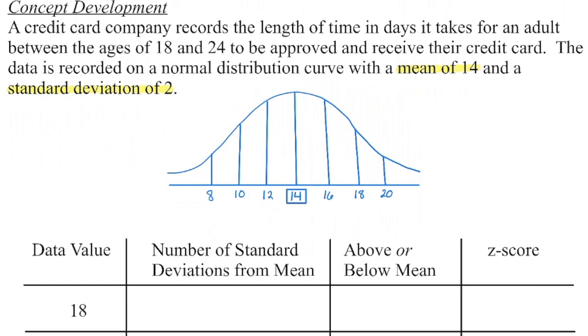So I'm going to take a particular data value, and we're going to start with 18. So 18 is right here. 18 days was how long it took these people to get their credit card. I can see that this is above the mean. I can also see that it's 2 standard deviations above. So I'm going to tell you that it is above the mean. It is 2 standard deviations above, and that means we have a z-score of 2.